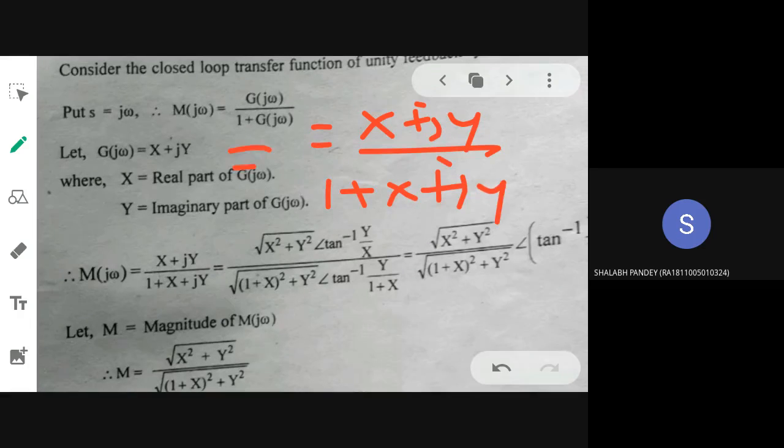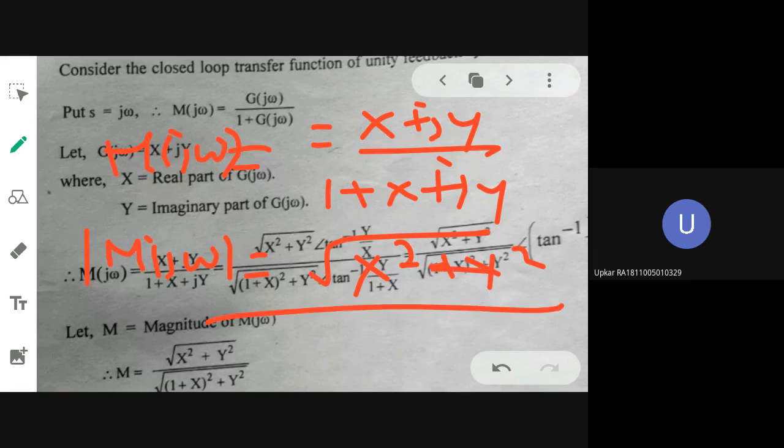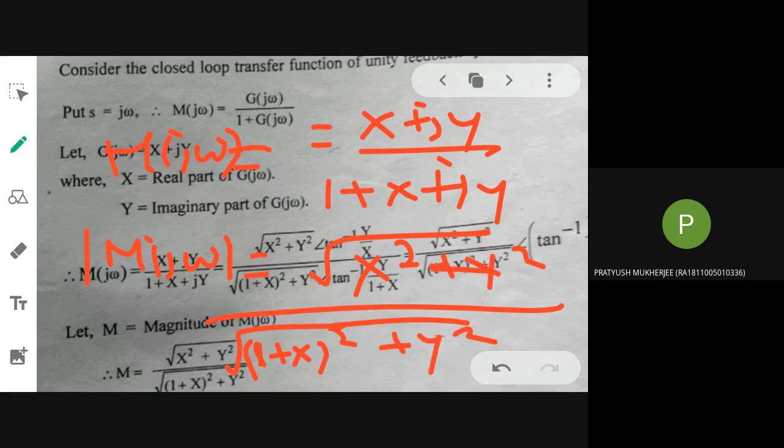Now you are going to take the modulus of this. As I told you, it is the square root of real part squared plus imaginary part squared, for both numerator and denominator. The numerator is the square root of x squared plus y squared, divided by the denominator, the square root of the quantity 1 plus x whole squared, plus y squared. So this is the magnitude, the modulus of M of j omega.